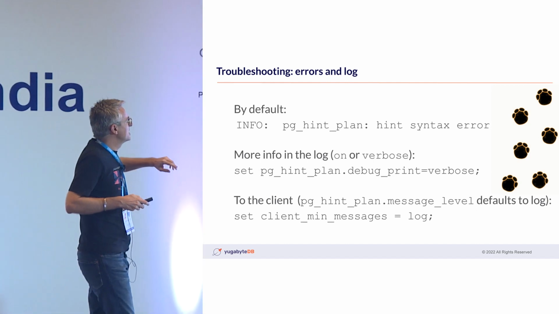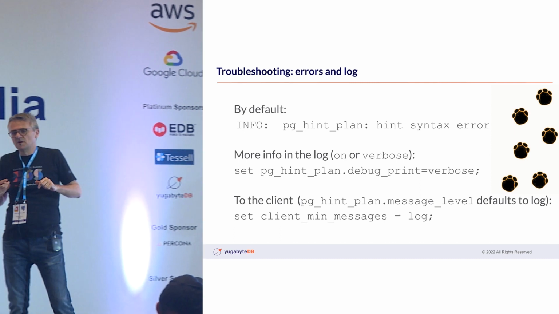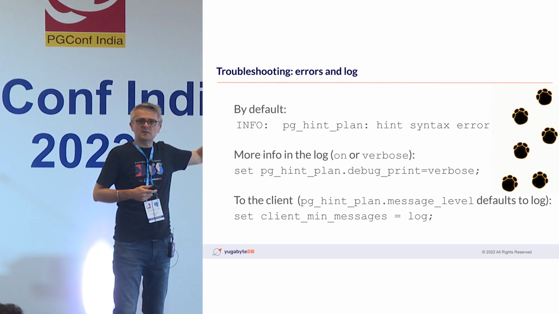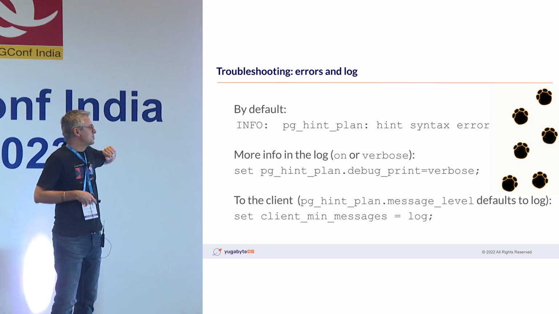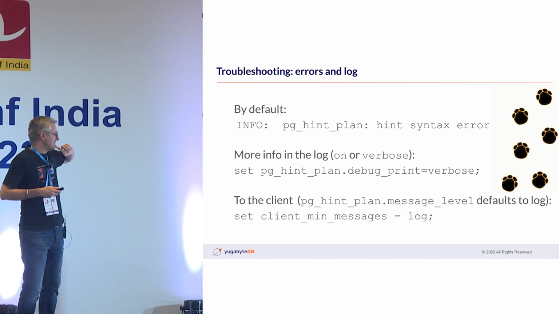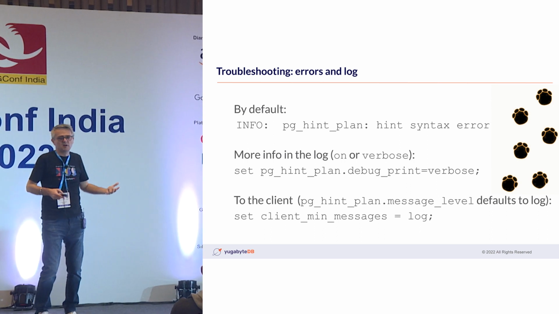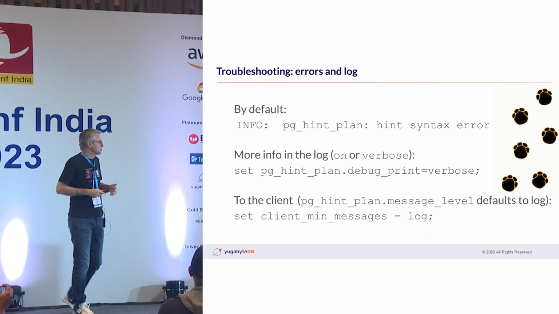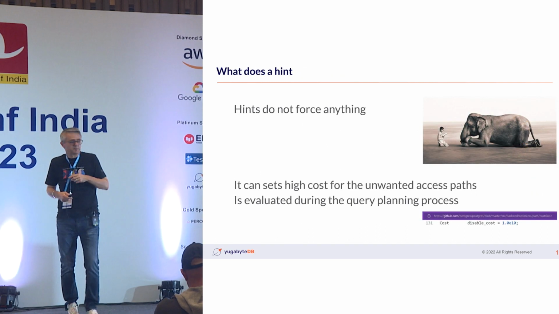If there is a syntax error in the hint, it will tell you, which is already good. But you have seen that when I used the wrong index name, it didn't tell. So you can have more verbose information by setting pg_hint_plan.debug_print to verbose. And that goes to the log. If you want that to go to the client or your session, usually I use hints when trying different execution plans, so I don't want it to go to the log, so set client_min_messages to log. So that's a way to troubleshoot.